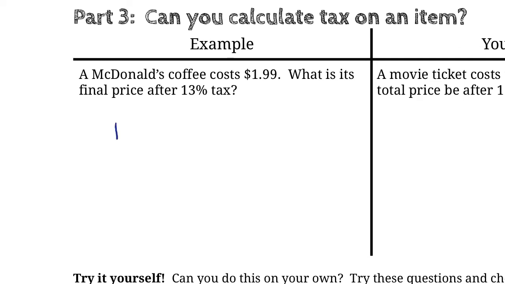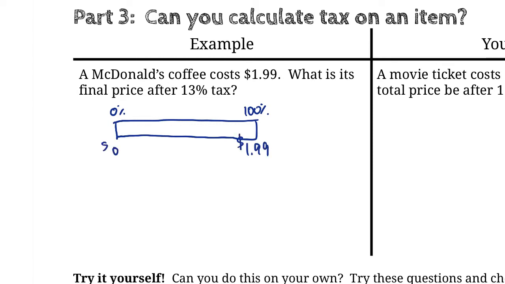I'm going to start off with my bar again. You know I like the bar. The bar that goes from 0% to 100%. So we know 100% of the cost, the full cost, is $1.99, right? And this would be $0 down here. If we're saying the final price is 13% more, it's like we're adding on 13%, right? So we have the total price, but we add another 13%.